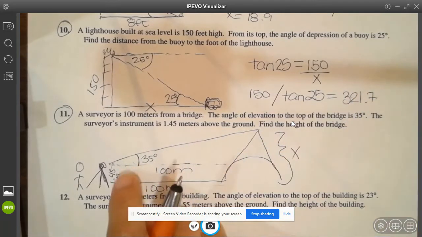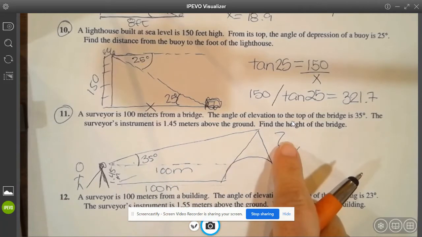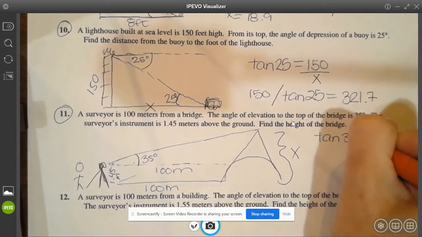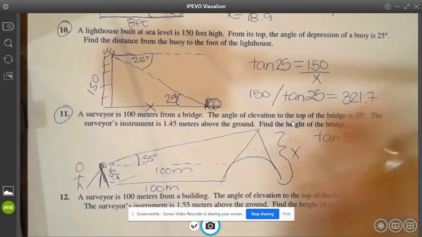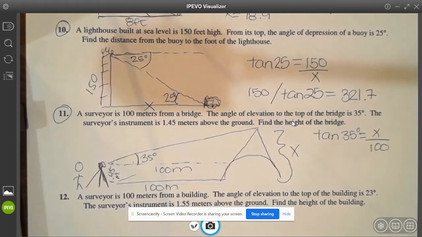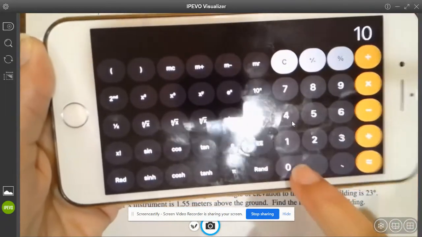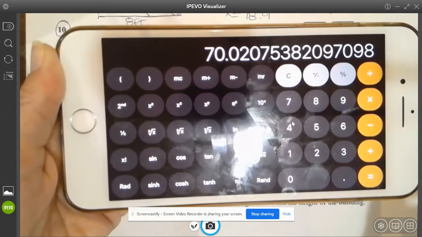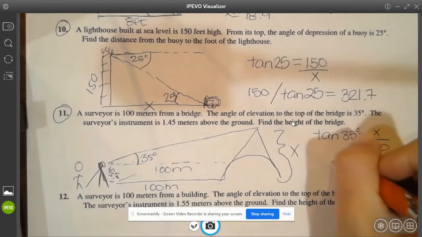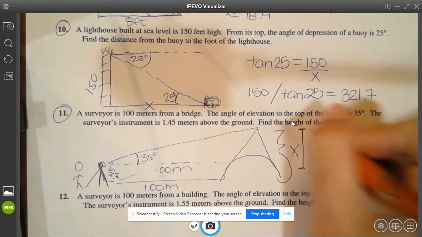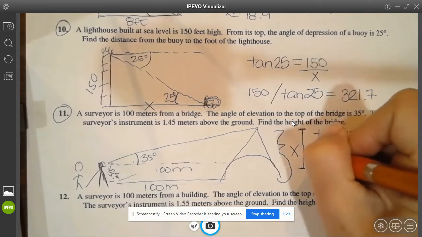So we're looking for the opposite side. We have the adjacent side, so that's tangent. So tangent of 35 equals opposite over adjacent. So opposite is x over adjacent, which is 100. You are multiplying, so let's multiply. That is 100 times tangent of 35 equals 70. So x equals, this first piece is 70.0, which is 70. Let's put 70.